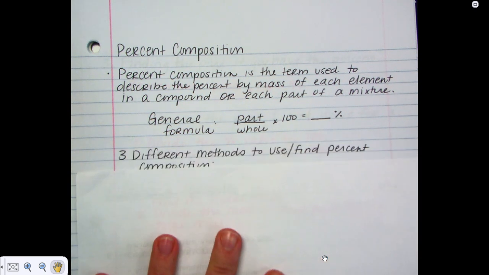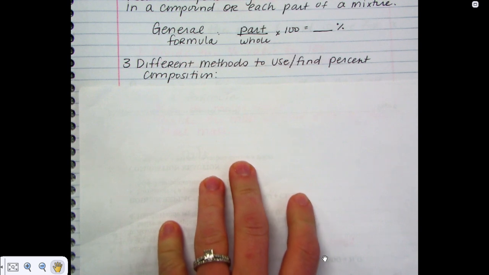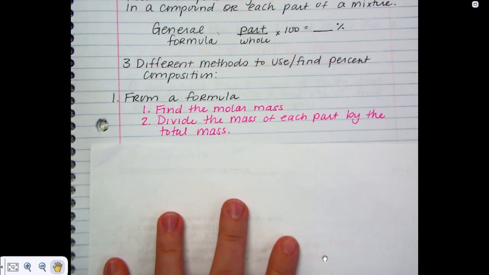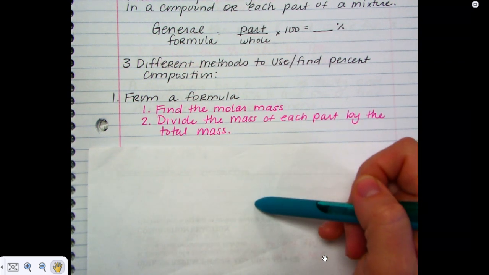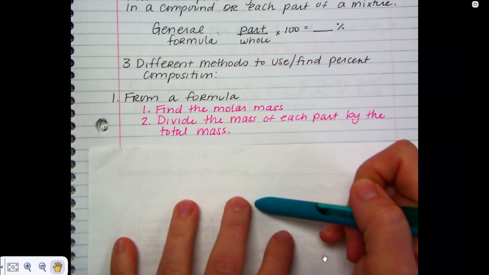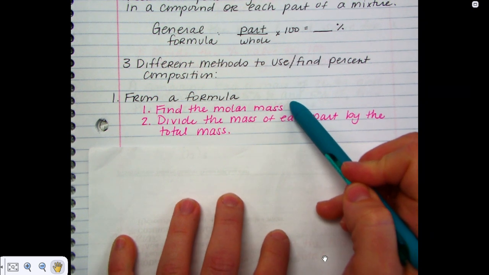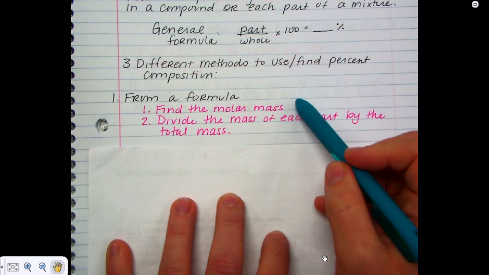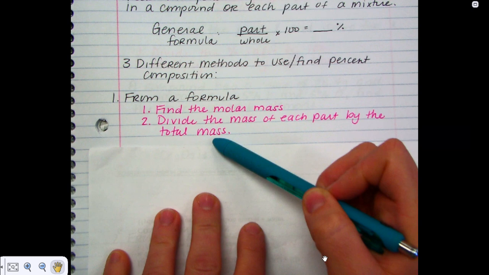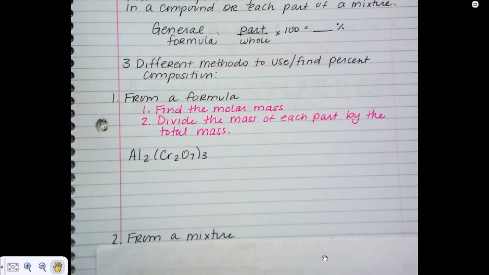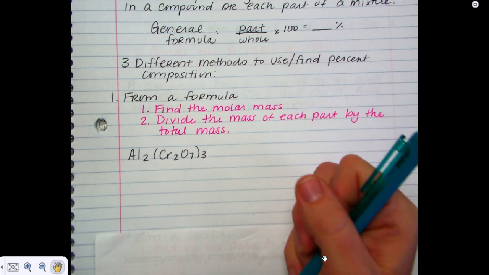So there are 3 different methods to find percent composition that you're going to see in this class. The first one is from a formula. So I give you a formula and I say, find the percent composition of the formula. Find the amount of each element in said formula. Your steps here: first, you have to find the whole, you have to find the molar mass. Once I have the molar mass, remember, I had to find parts of each element to find the molar mass, divide the mass of each part by the total mass. We're only going to do one example because this is predicated on the fact that we have already talked about how to find molar mass. So we've already done most of this.